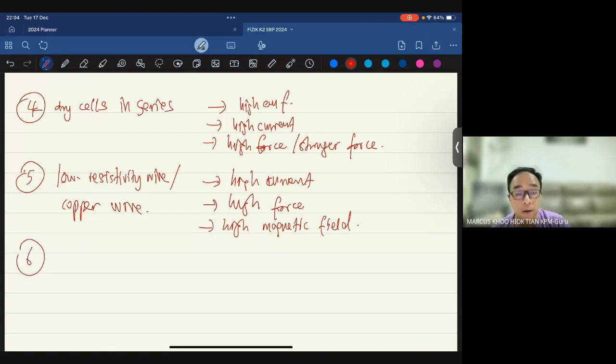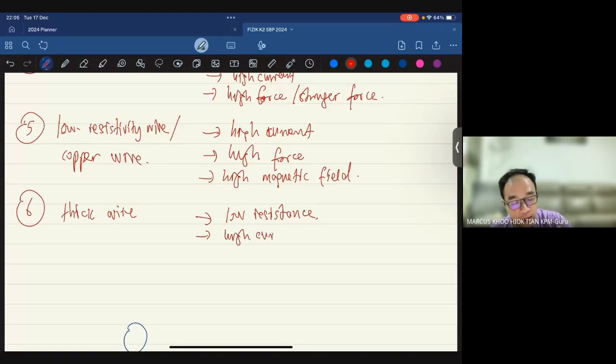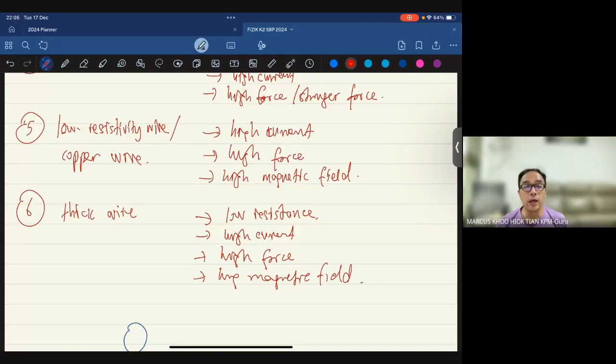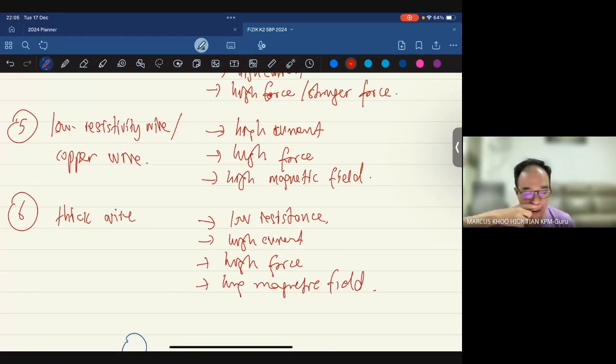Another possible thing about the wire, you can also say thick wire, because we know that thick wire always means low resistance. And low resistance always means high current, high force, high magnetic field. Okay, done. We're done.